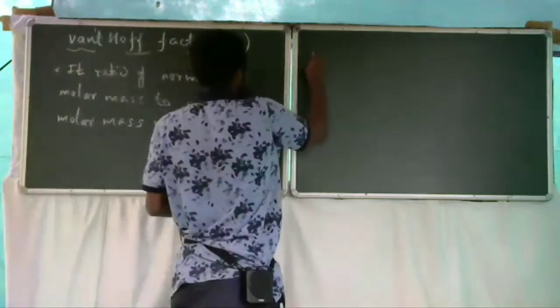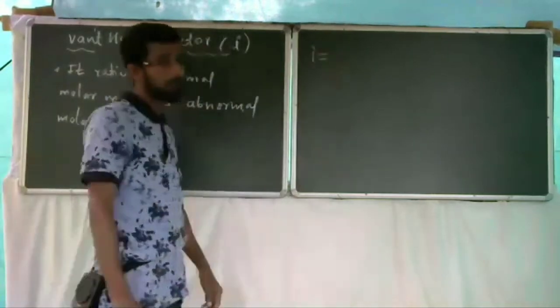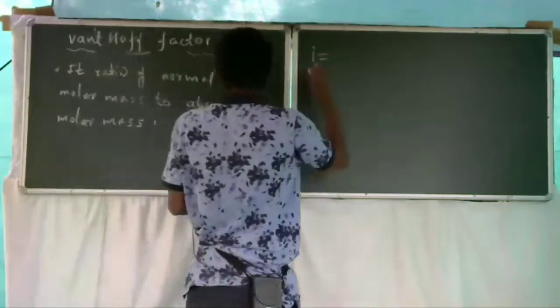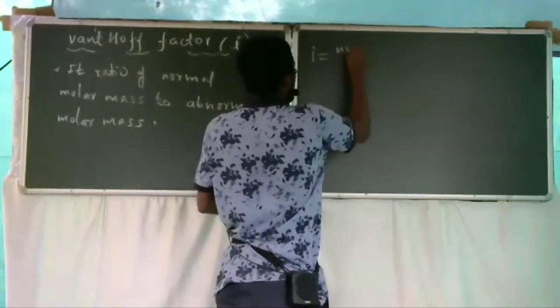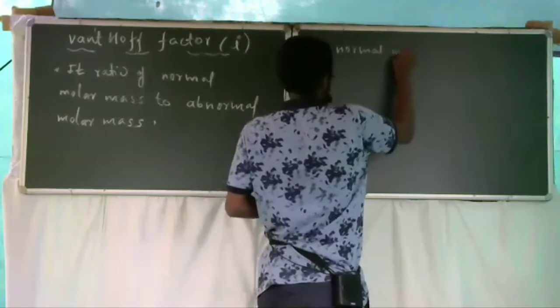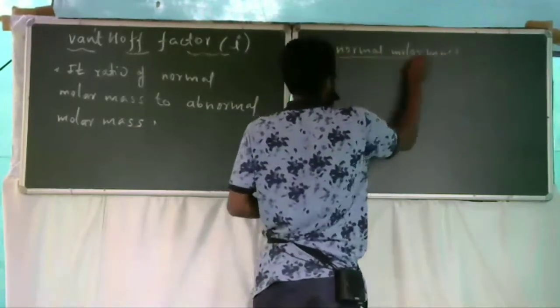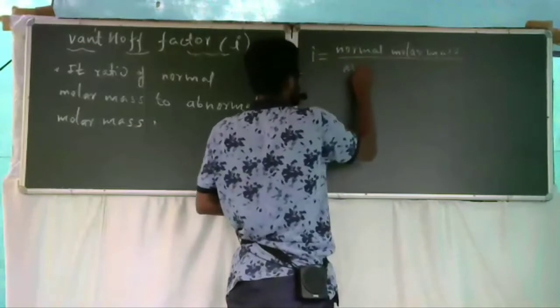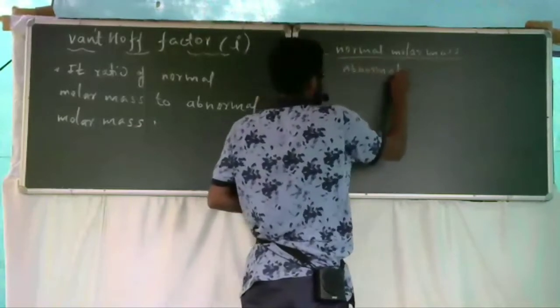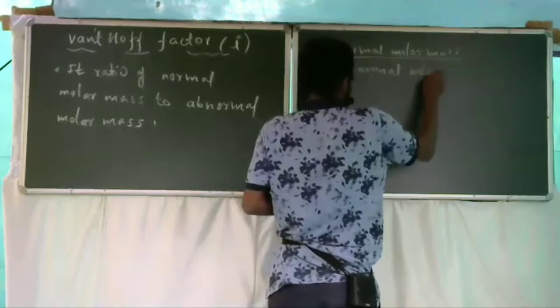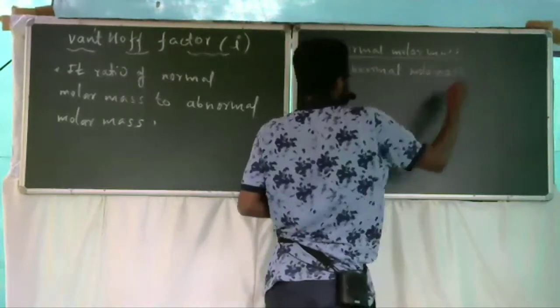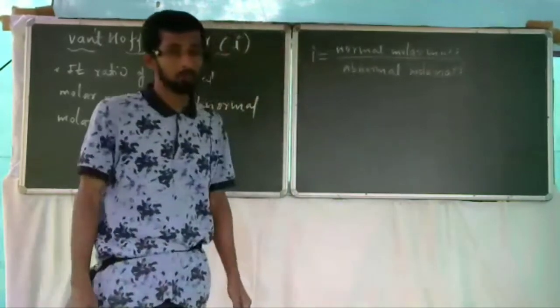So we can write the expression: Van't Hoff factor i equal to normal molar mass divided by abnormal molar mass. Normal molar mass divided by abnormal molar mass.